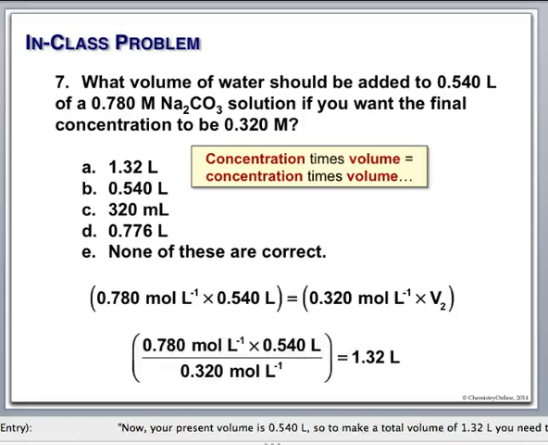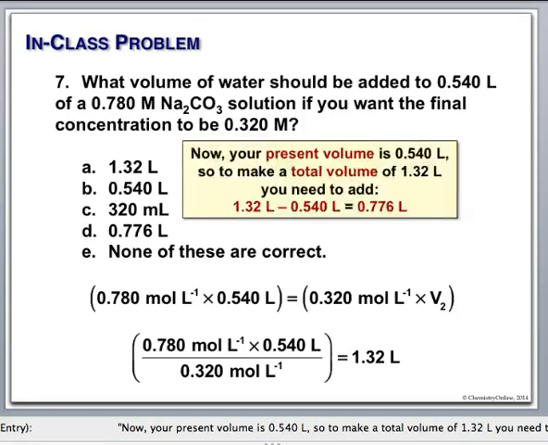this is the tricky part of the problem, and maybe I should apologize for making it tricky. But remember, we're starting with half a liter here. This is our final volume, isn't it? So, because we're starting with 0.54, and we wind up with 1.32, how much water do we add? Well, that's just the difference. So we subtract those two, and we're going to add 776 milliliters, or 0.776 liters.